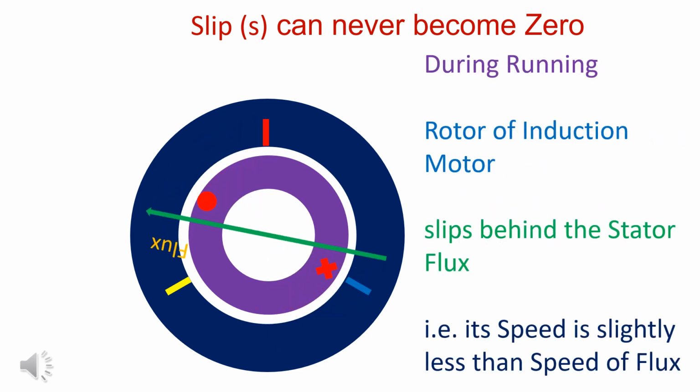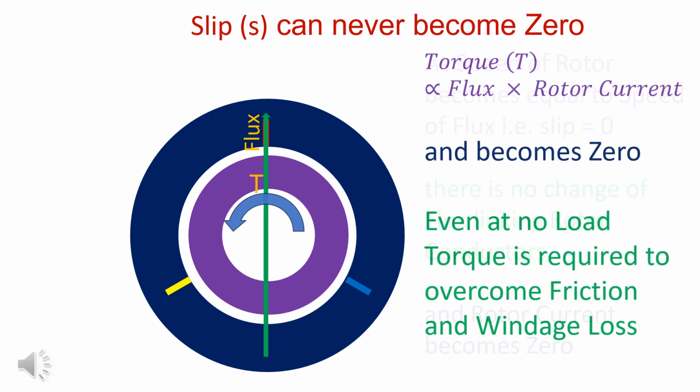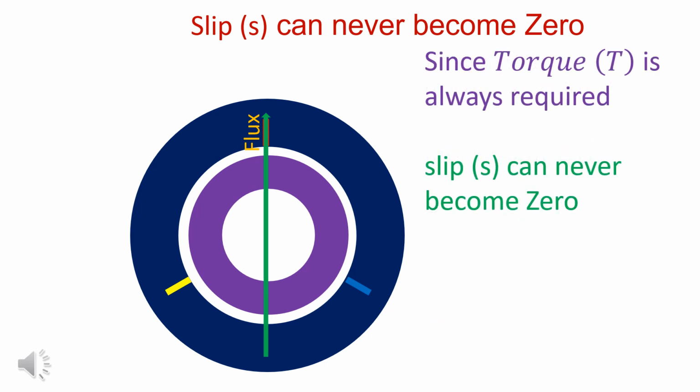During running, the rotor slips behind the stator flux. When the speed of the rotor becomes equal to the stator flux, current is not induced in the rotor. Hence, torque becomes zero. However, torque is required even at no load to overcome friction and windage loss. Hence, slip can never become zero.